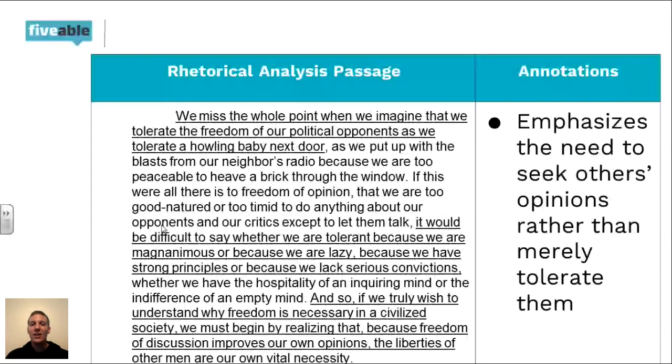What he's saying is, take away what you would call yourself, and think about who you actually are. Why are you actually tolerant? Because if you're tolerant just for tolerance's sake, maybe you're just lazy. That's a very strong way to end his passage.